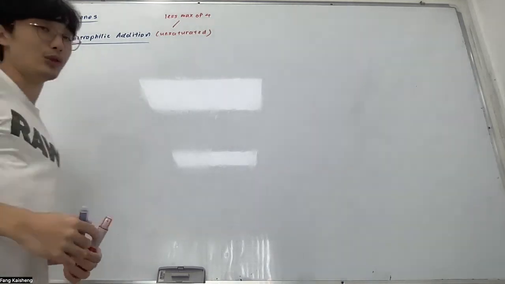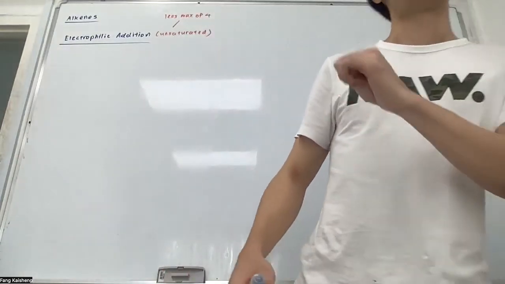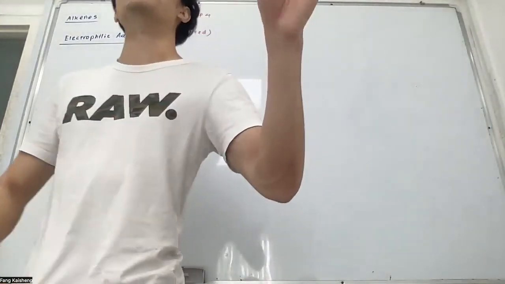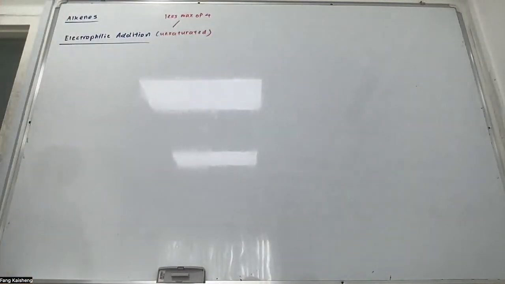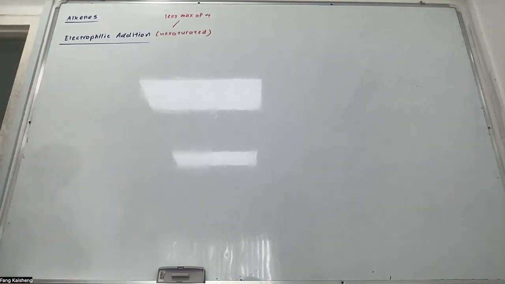If you take a look at an alkene molecule, you'll notice that you cannot surround a carbon in an alkene with 4 atoms. At most 3, because you have a double bond. So with unsaturated molecules, you can still add stuff to them because you have not hit the maximum atoms around carbon yet. So when it undergoes addition, you can just add stuff very simply.